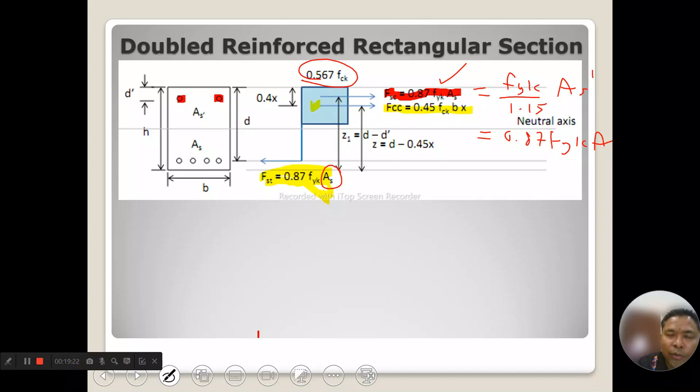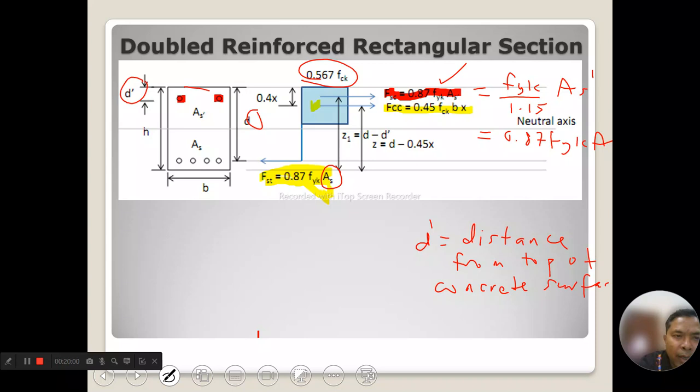You nampak sini, this is the maximum compression force in concrete, sama, tak ada beza. And there is also another extra dimension, which is D prime. Yang single reinforced you nampak D kan? Di sini you ada D prime and also D. So what is D prime? D prime is the distance from the top of the concrete surface, which is from here lah, from here to the center line of compression reinforcement. Okay, so nampak ni D prime.